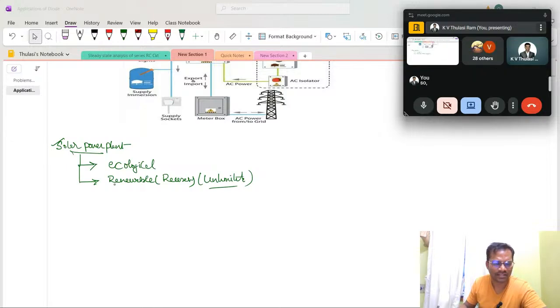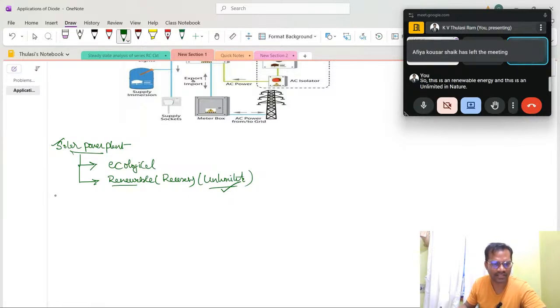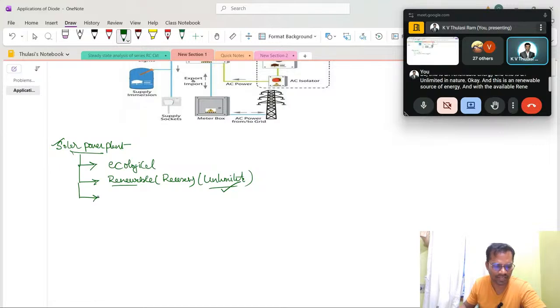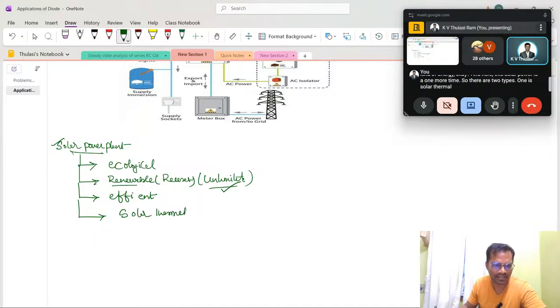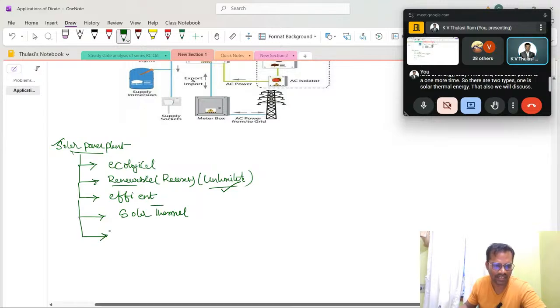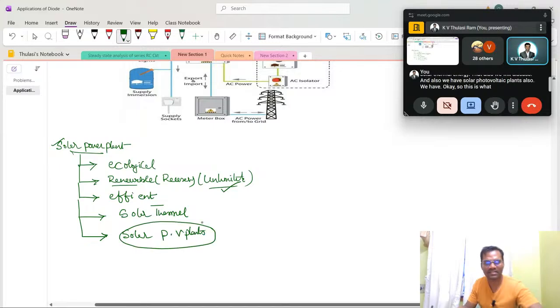So this is a renewable energy, and it is unlimited in nature. Among the available renewable sources, solar energy is an efficient kind of energy. Solar power is of two types: one is solar thermal energy, which we will also discuss, and the other is solar photovoltaic plants. Today we are discussing solar photovoltaic plants.